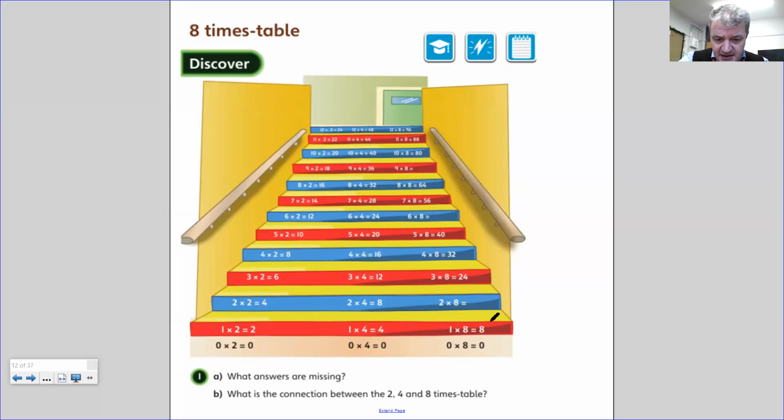Okay, so we can see, if I start, the missing answer I've got is here, 2 times 8. The second answer that's missing, if you keep going up, is 6 times 8. And the third answer missing is 9 times 8. If you know your times tables, you could just bang those answers in straight away. And I'm just going to show you a little tool that we can use to help us solve the 8 times table. Okay, so let's have a look.